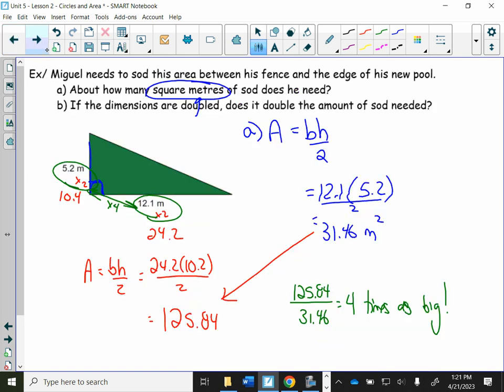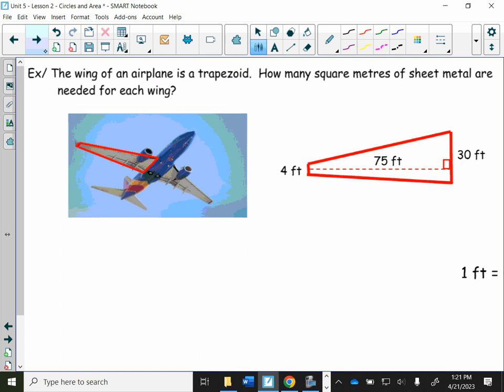Okay, we did parallelograms. We did triangles. What other basic shapes do we have? Oh, the fun shape. The wing of an airplane is a trapezoid. Trapezoids are fun shapes. How many square meters of sheet metal are needed for each wing? Well, I noticed a problem right off the bat. It asked us for square meters, and then they gave us feet. So we need a conversion.